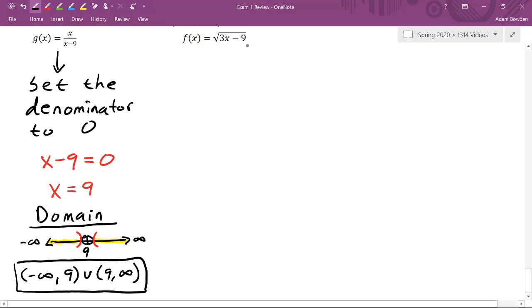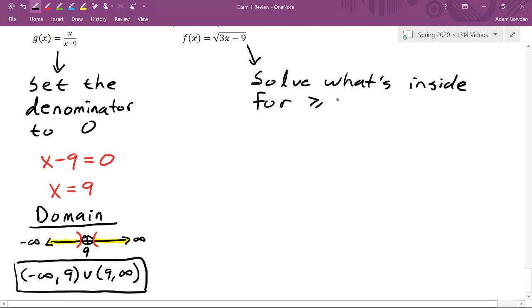Now on this other one here, we're dealing with the square root. And so in this case, we're really just concerned with negative numbers. 0 is not such a big deal. So what we're going to do is, to make sure that everything stays positive, we're going to solve what's inside the square root for greater than or equal to 0.